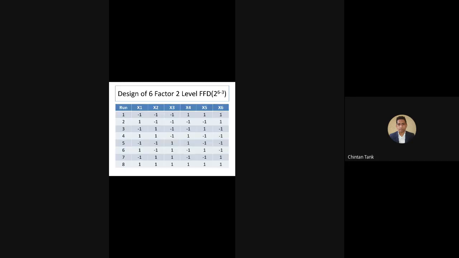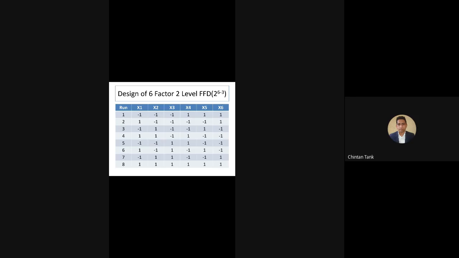Then a 6 factor 2 level fractional factorial design, so 2 raised to 6 minus 3. Here x4 will be equivalent to x1 x2, x5 will be equivalent to x2 x3, and x6 will be equivalent to x1 x3. So by this we can construct a fractional factorial design.